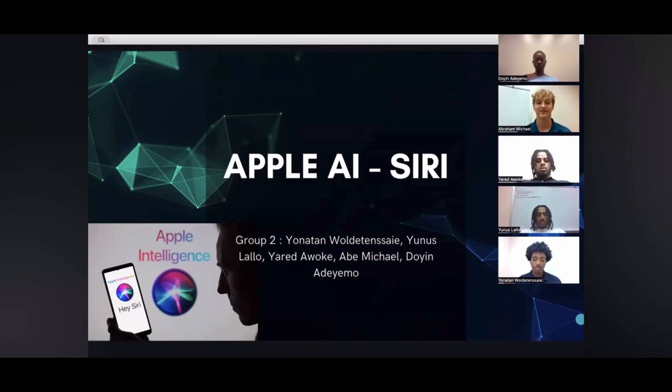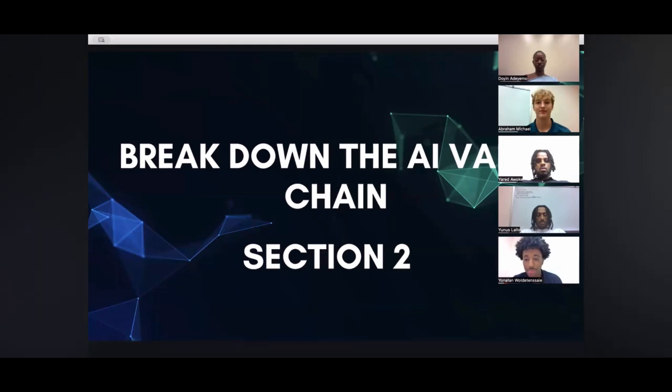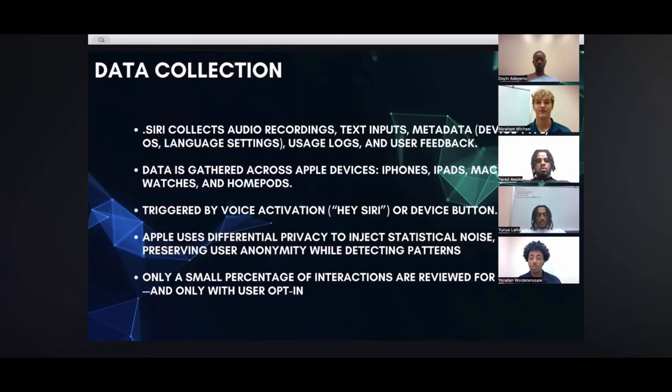First, we'll start off with breaking down the AI chain. Let's start with how Apple Siri collects data. Siri pulls in a wide range of data types, from audio and text inputs to metadata like language settings and device types. When users say, "Hey Siri," or press the Siri button, that triggers data collection across all Apple devices.